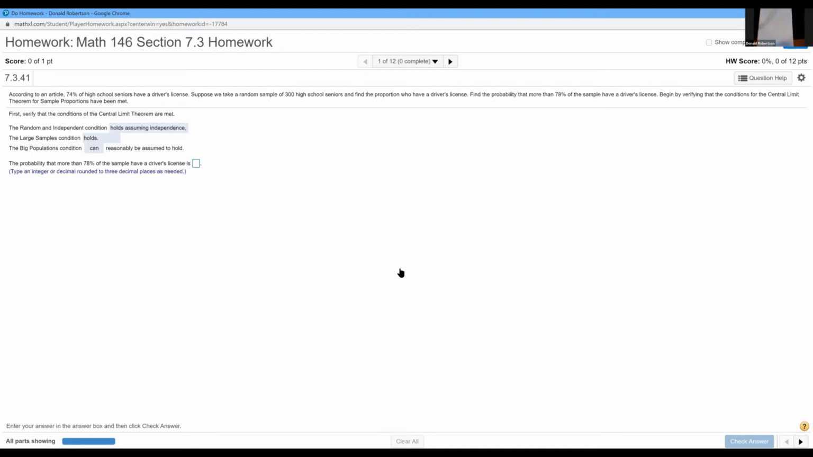Okay, so I'm going to write down some of the information, then we'll return back to my screen. So right now we know that the population of high schools is 74%, and we know that the sample size is 300, and that we're being asked to find what's the probability that our sample, we'll call it X, is more than 78%. Okay, and they want everything to decimal places, so we'll figure that out in a second.